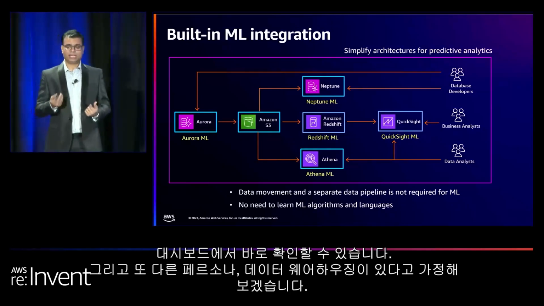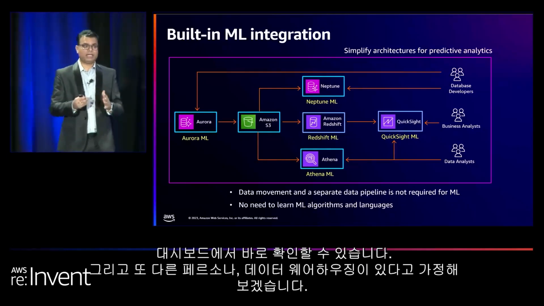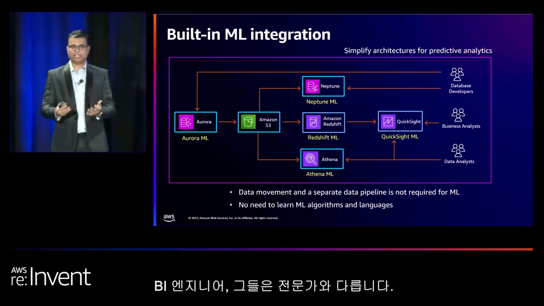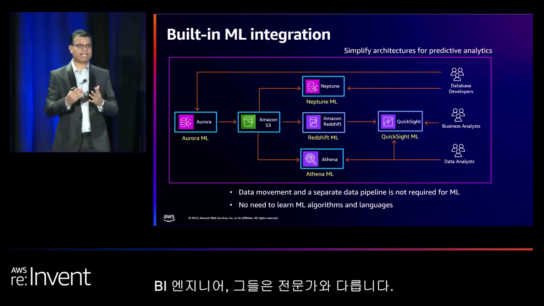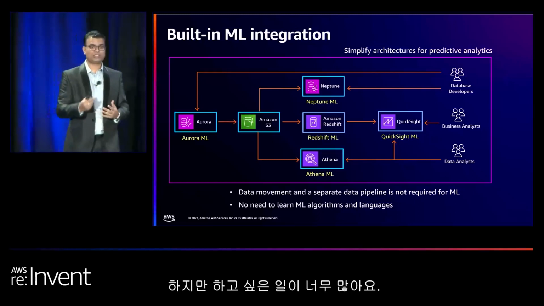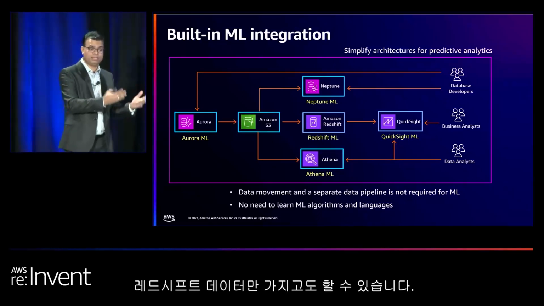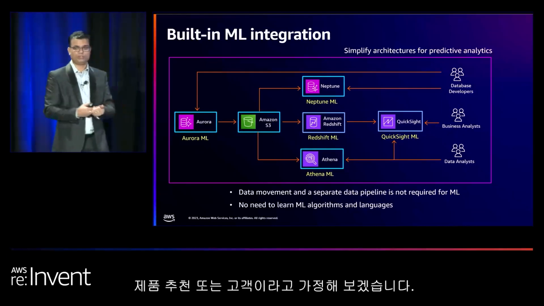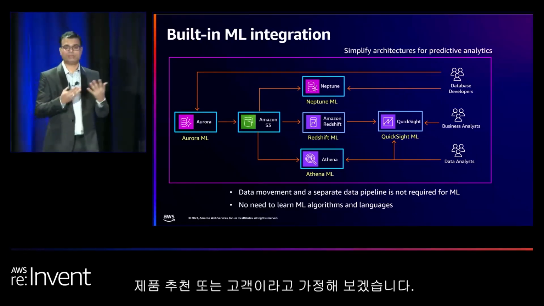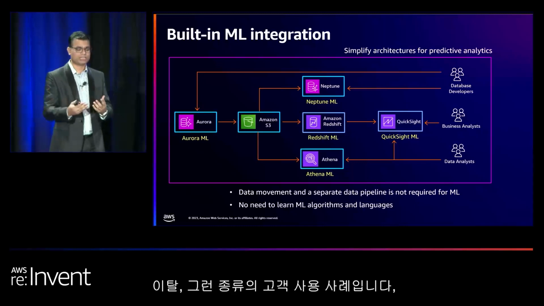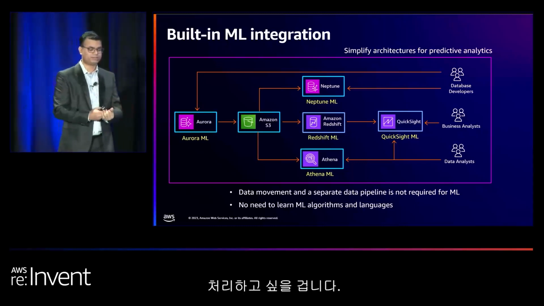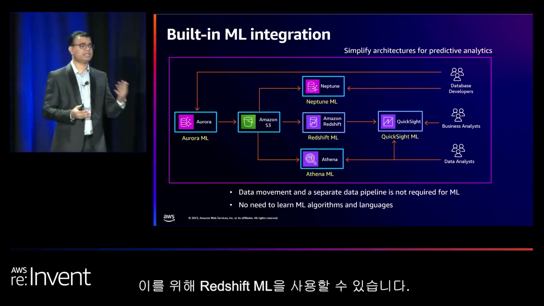And then another persona, let's say in the data warehousing environment, the BI engineers. They are not really experts on ML, but there are so many things they want to do, and they can do it on top of even just the Redshift data warehouse. So let's say product recommendation or customer churn, those kinds of customer use cases you want to deal with. For that, you can use Redshift ML.